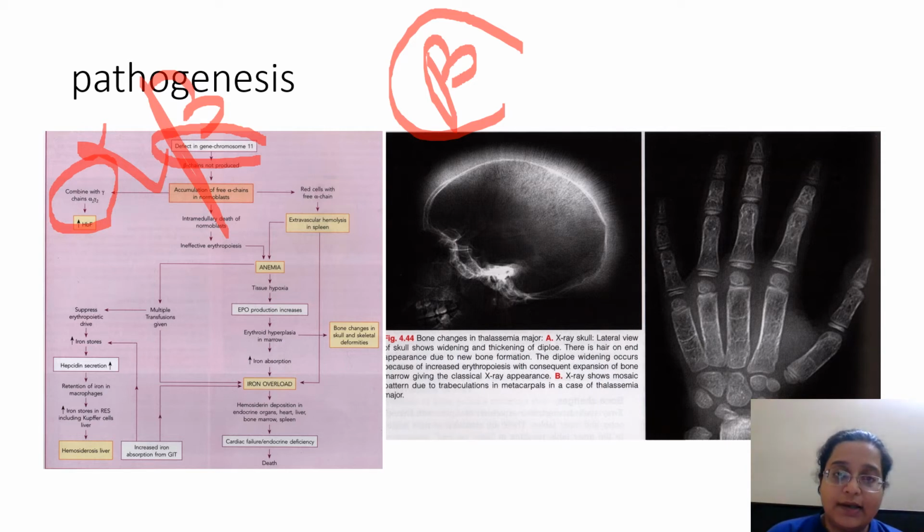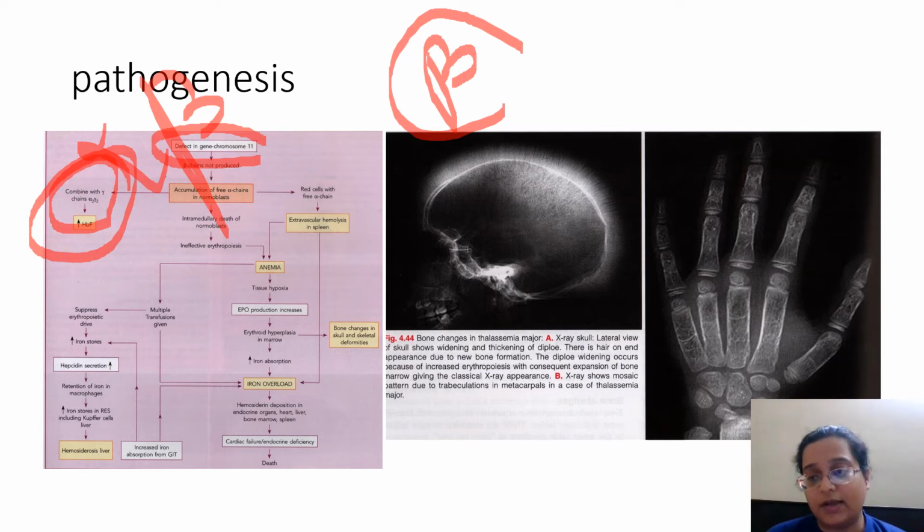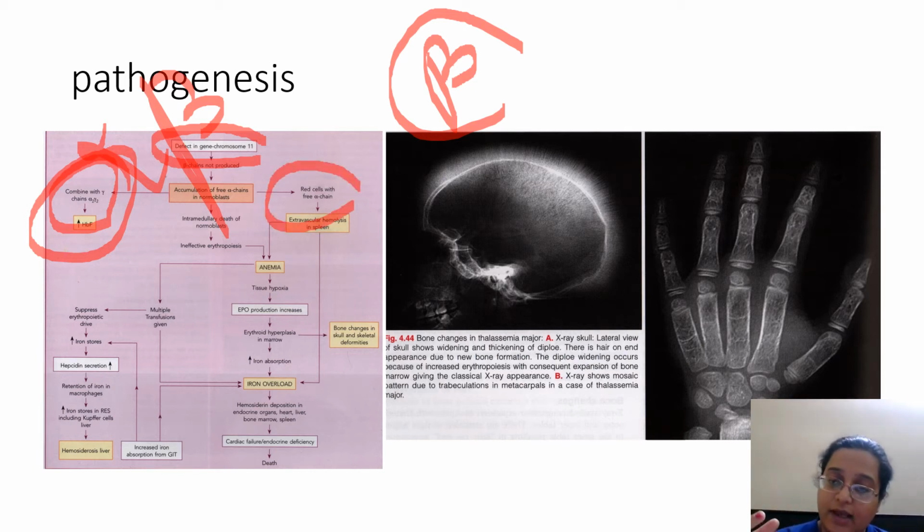So one thing that happens when there's no beta chain is formation of increased hemoglobin F, and A2 is alpha 2 delta 2, so there will be increased hemoglobin A2. What is not going to increase is the adult hemoglobin, that is alpha 2 beta 2, because there is no beta 2 to bind with. Now what happens is red cells with free alpha chain, when there is a lot of free alpha chain which has not combined, then the spleen will read this as an error and these cells will have an extravascular hemolysis. That is, they are going to die in the reticuloendothelial system.